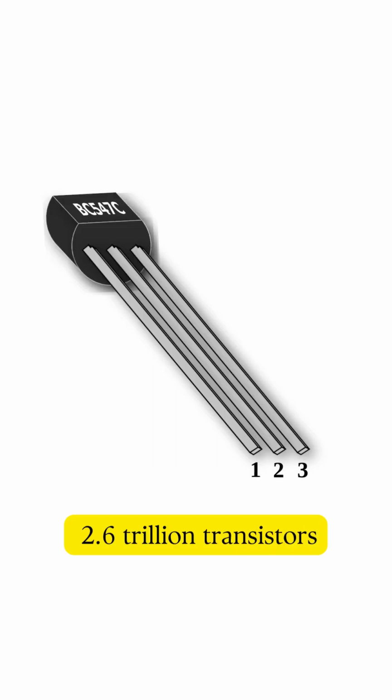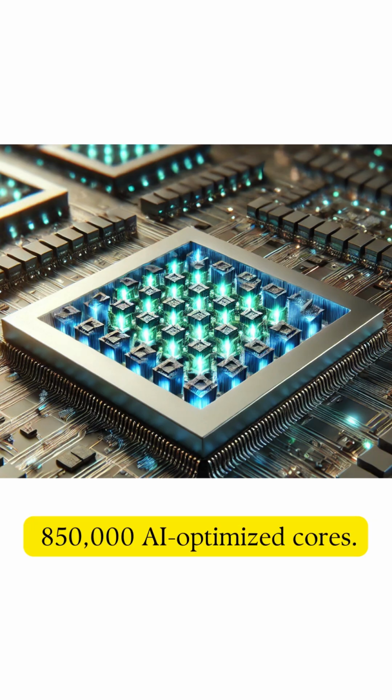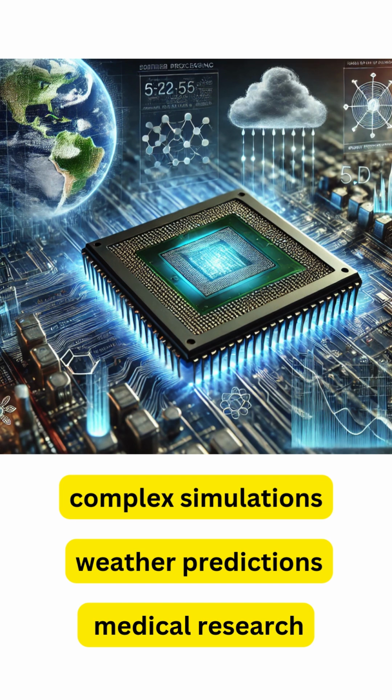The WSE2 packs an astounding 2.6 trillion transistors and 850,000 AI-optimized cores. This makes it the most powerful chip on Earth, designed for heavy-duty tasks in AI and machine learning. With its massive processing power, this chip can handle data processing in seconds, making it perfect for complex simulations, weather predictions, and in medical research.